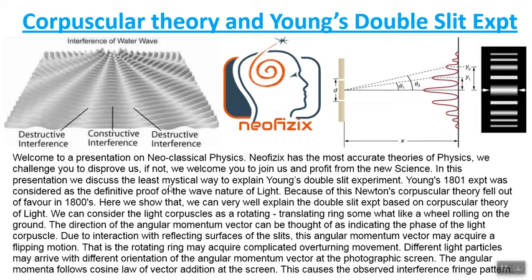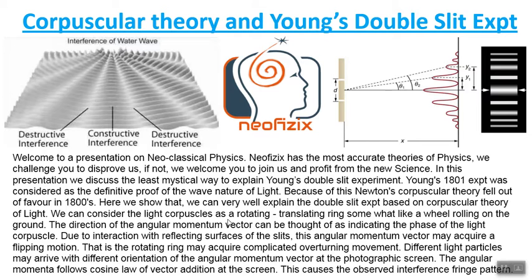In this presentation, we discuss the least mystical way to explain Young's double slit experiment. Young's 1801 experiment was considered the definitive proof of the wave nature of light. Because of this, Newton's corpuscular theory fell out of favor in the 1800s. Here we show that we can very well explain the double slit experiment based on the corpuscular theory of light.